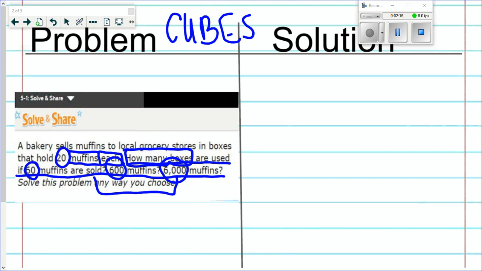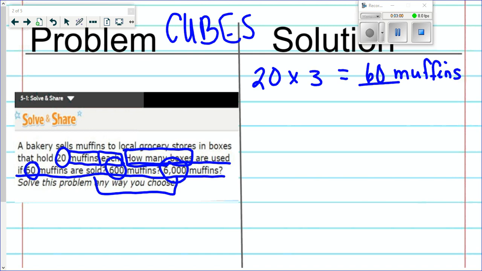Okay, now that you've solved the problem, let's go through it together. So again, I'm going to have to solve how many boxes will I use for 60 muffins, 600 muffins, and 6,000 muffins. And there's going to be 20 muffins in each box. So I am going to start by writing out 20 muffins in each box. And I know that I'm going to have to sell a total of 60 muffins. So I am going to just do some mental math, kind of thinking about, well, how many boxes will I need for those muffins? I know that 20 times 3 is going to give me 60 muffins. So for the first one, I am going to need 3 boxes for the 60 muffins.